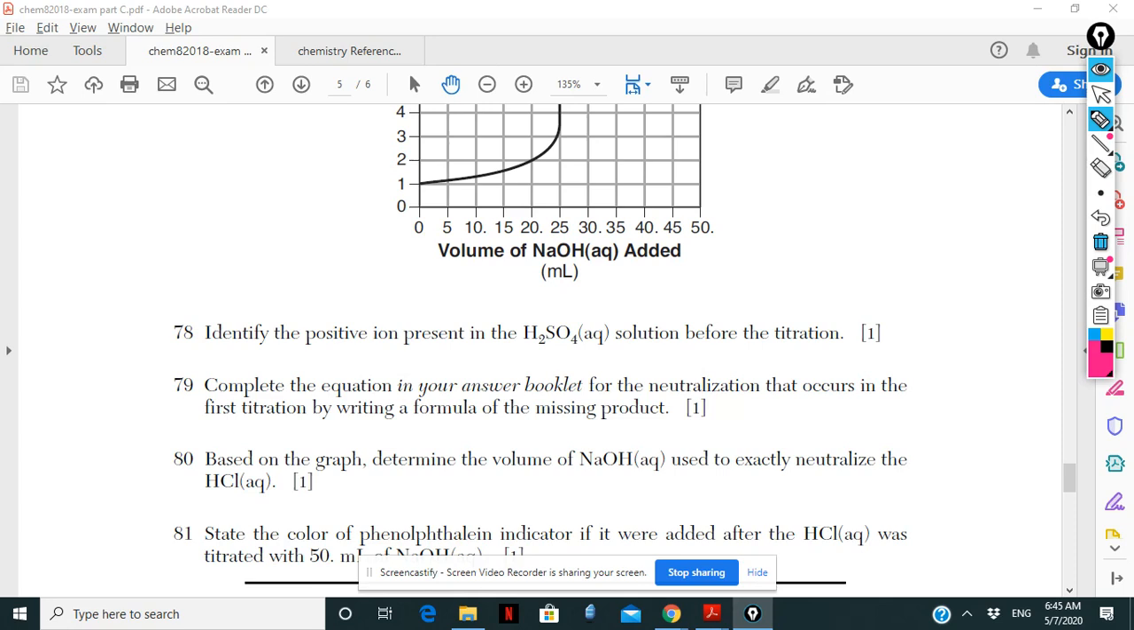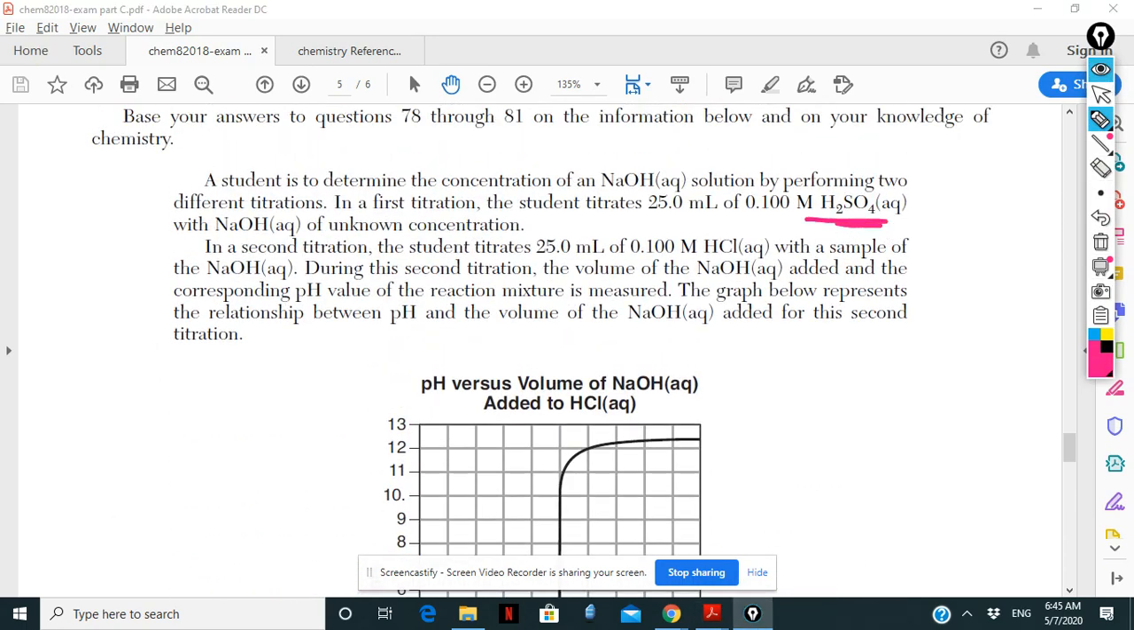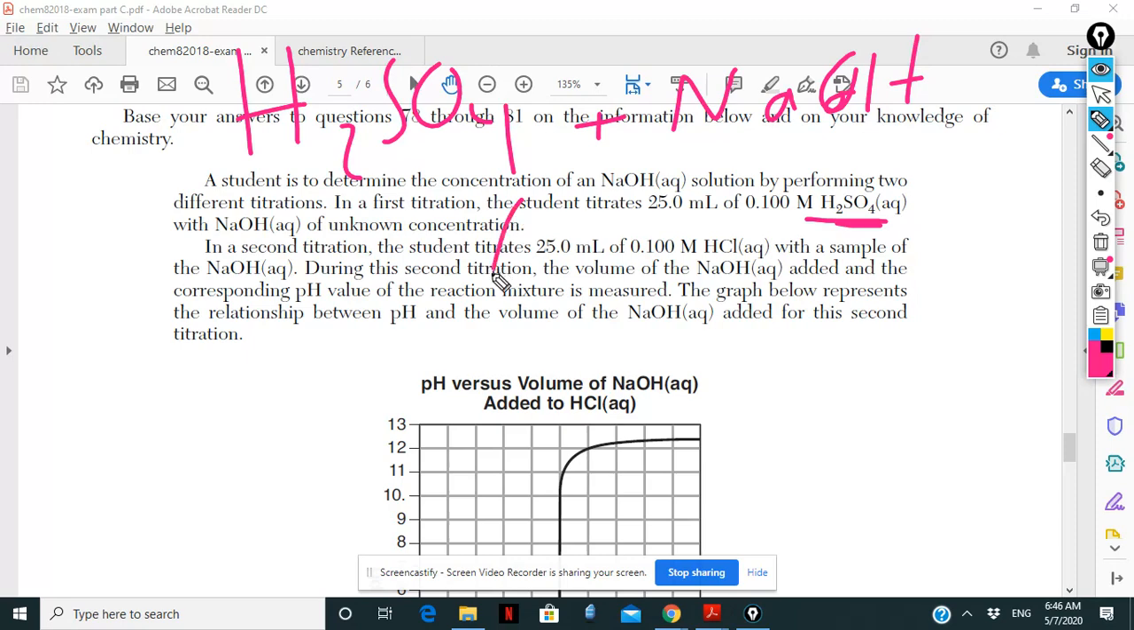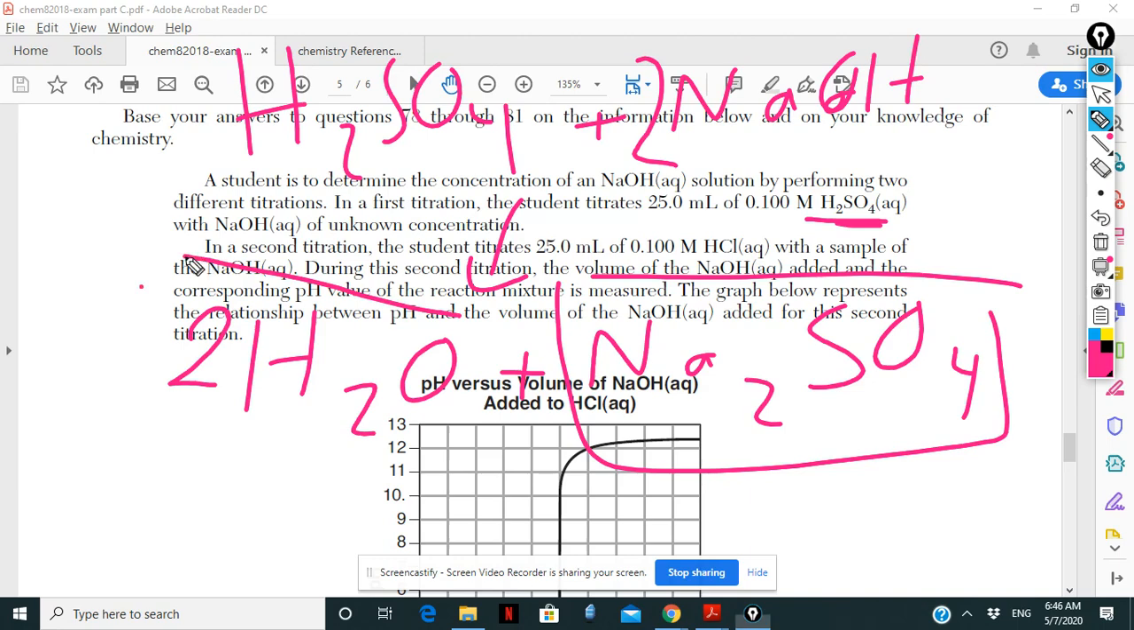Complete the equation. He needs a neutralization reaction. This is the reaction between sulfuric acid, H2SO4, with NaOH, giving me H2O plus Na2SO4, then balance the equation. I don't know what's missing in the booklet, but this is a neutralization reaction.